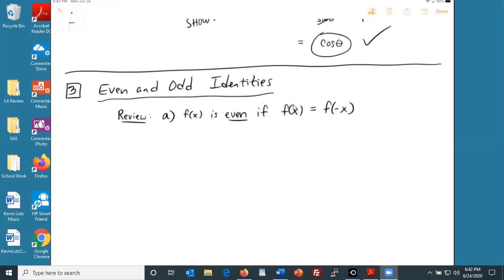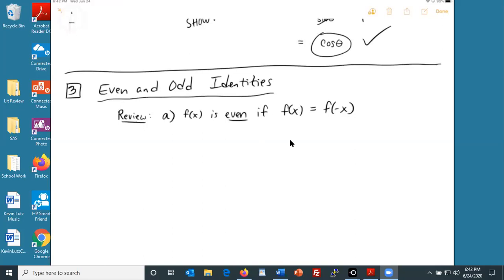So in other words, if you plug in a positive x value and a negative x value, they're the same. So like f of 2 and f of negative 2 will be equal. F of 1 and f of negative 1 will be equal. F of 5 and f of negative 5 will be equal. All right. And maybe you've heard the phrase even Steven.